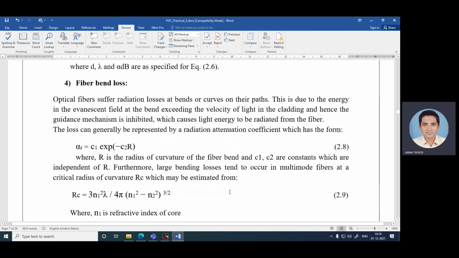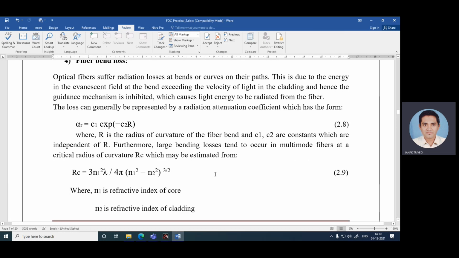Fourth is fiber bend loss. Optical fibers suffer a radiation loss at bends or curves on their path. This is due to the energy in the evanescent field at the bend exceeding the velocity of light in the cladding, and hence the guidance mechanism is inhibited, which causes light energy to be radiated from the fiber. The loss can generally be represented by the radiation attenuation coefficient, given as equation 2.8, α_r = C1 exp(-C2 r), where r is the radius of curvature of the fiber bend and C1 and C2 are constants which are independent of r.